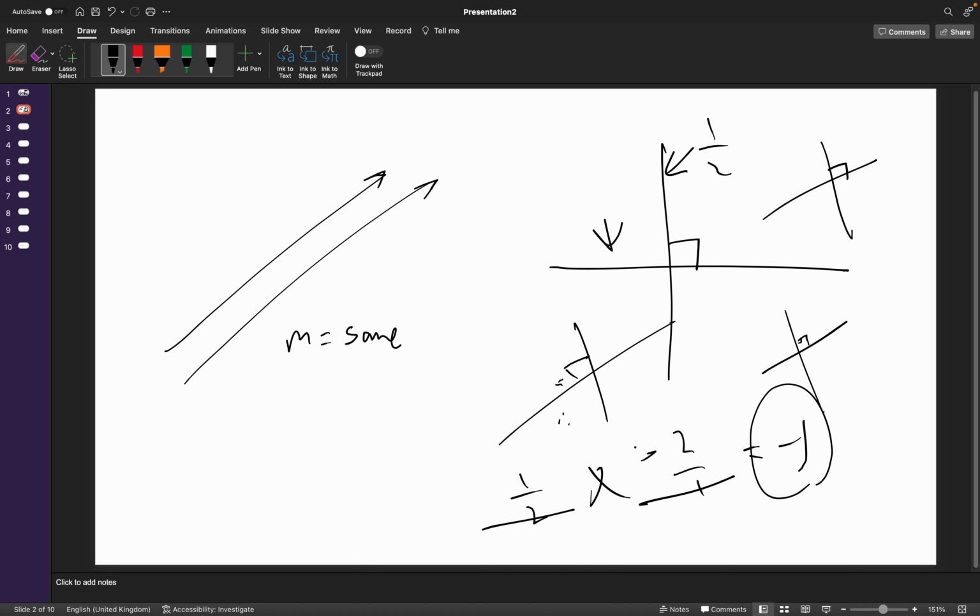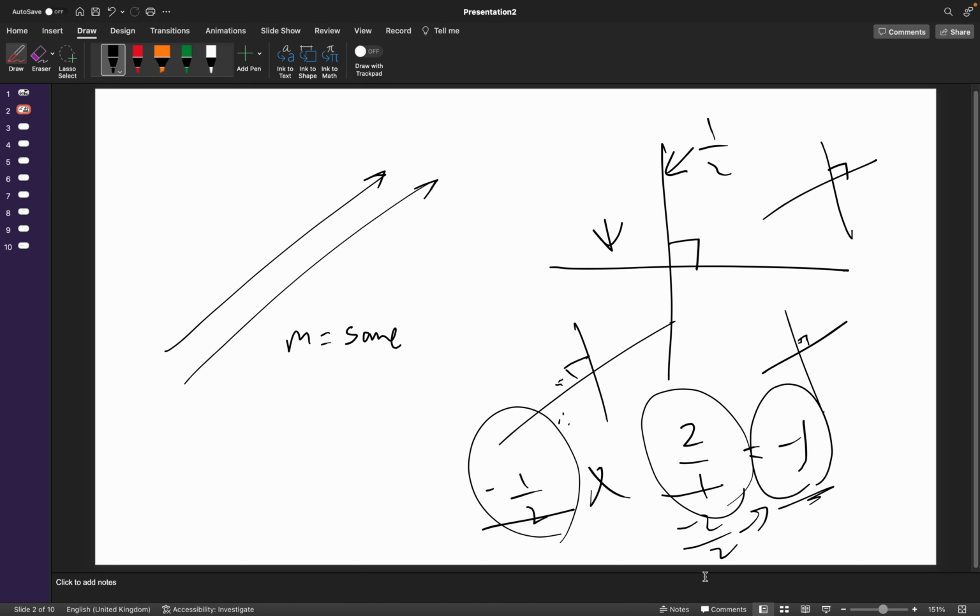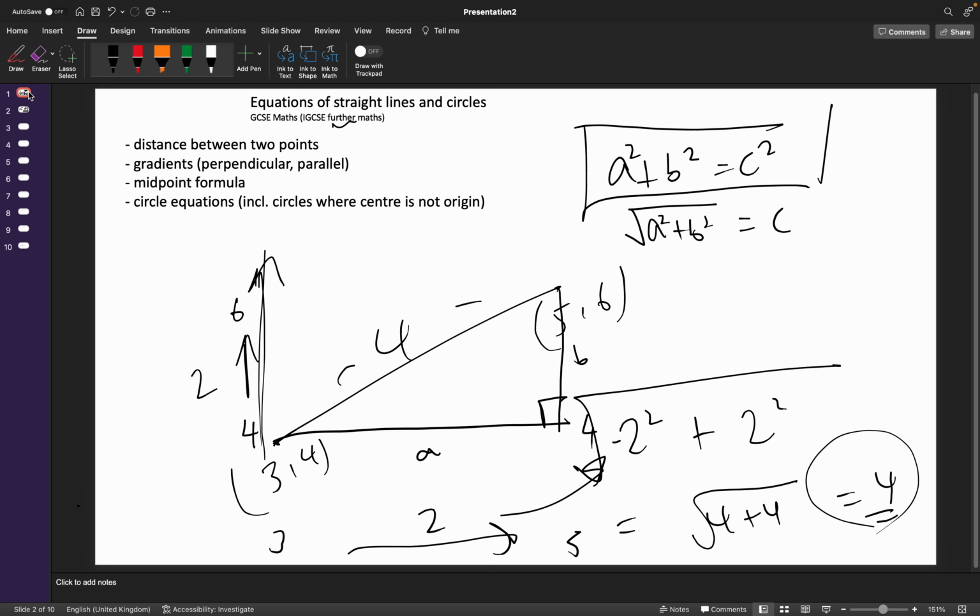If the fraction already has a negative, so say -1/2 is the gradient of this line, well then you don't need to add the negative, do you? So you just write 2/1. And you'll notice that they multiply, so -2/2, that's going to simplify to -1. So the two gradients multiply to make -1. That's all you have to know for perpendicular lines.